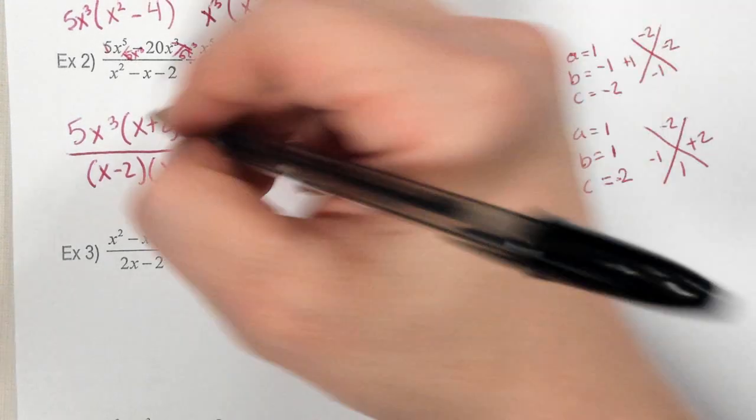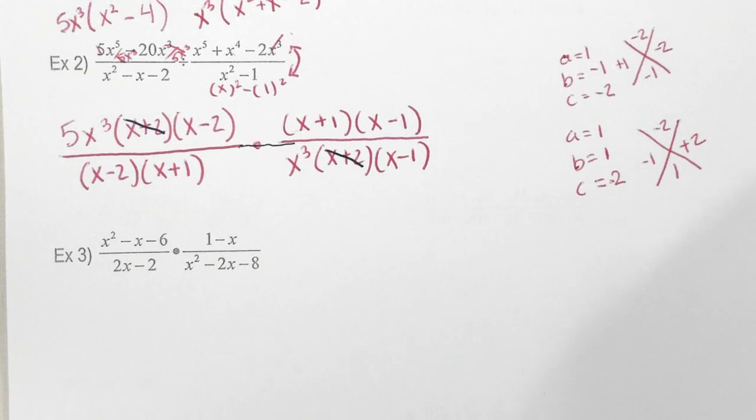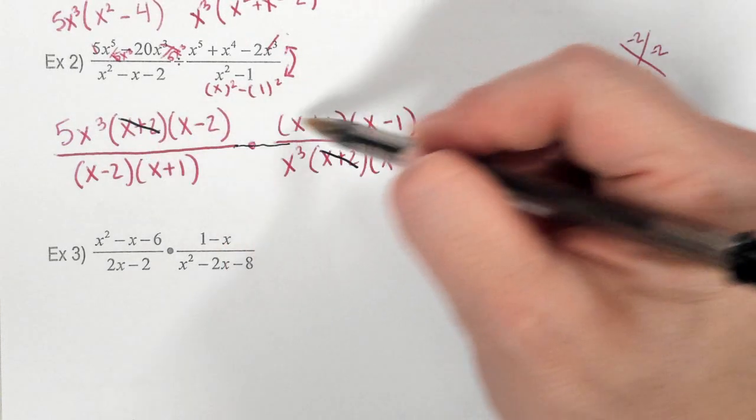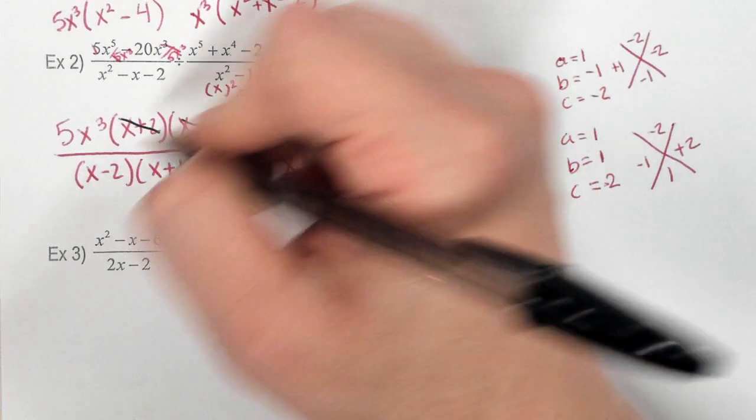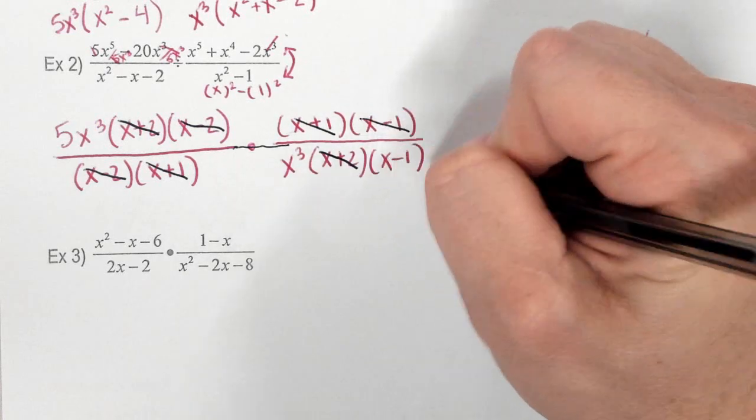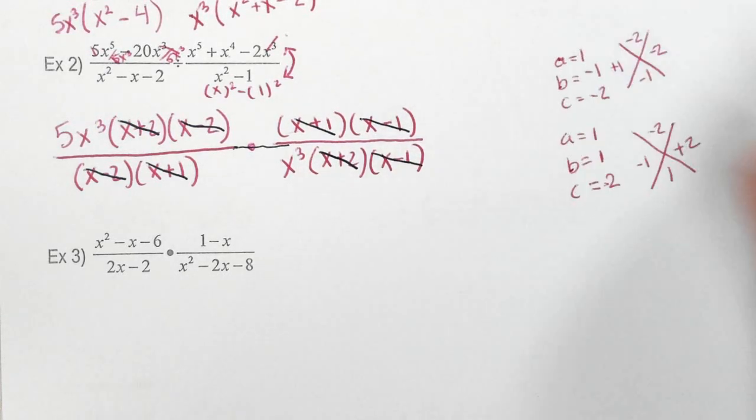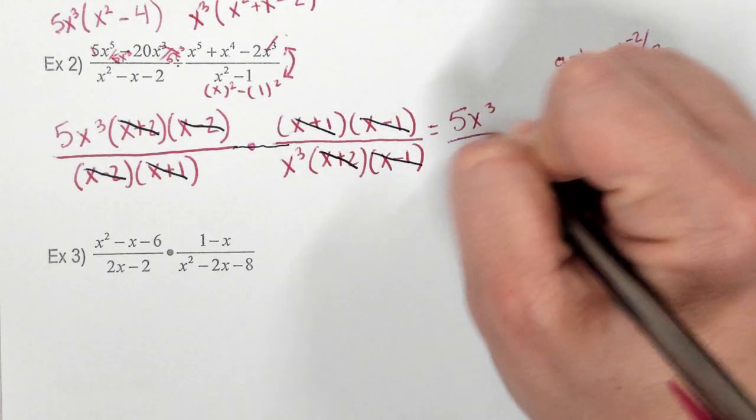So like this x plus 2 cancels this x plus 2 on the opposite side, because when you're multiplying, this all just goes together. So this x minus 2 cancels this x minus 2. X plus 1 cancels x plus 1. X minus 1 cancels x minus 1. And then I'm left with 5x cubed over x cubed.